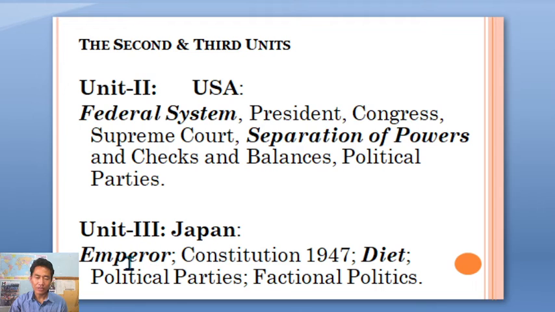We'll be discussing about the position and function of the Emperor of Japan, the Constitutions of 1947, the Diet, meaning the Diet in the context of Japan means the legislative branch of the government, political parties, and factional politics.